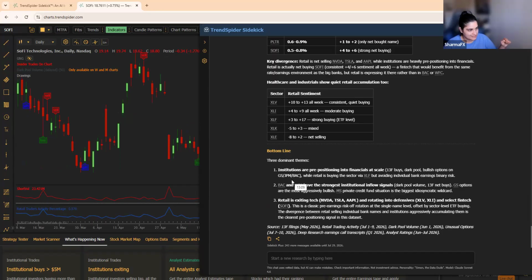JP Morgan, Goldman Sachs, and Bank of America, while retail is buying the sector via XLF, but avoiding individual bank earnings. Bank of America and Wells Fargo have the strongest institutional inflow signals. Goldman Sachs options are the most aggressively bullish. And retail is exiting out of tech with NVIDIA, Tesla, and Apple and rotating into defensives. And that's pretty much it that I'm looking at.